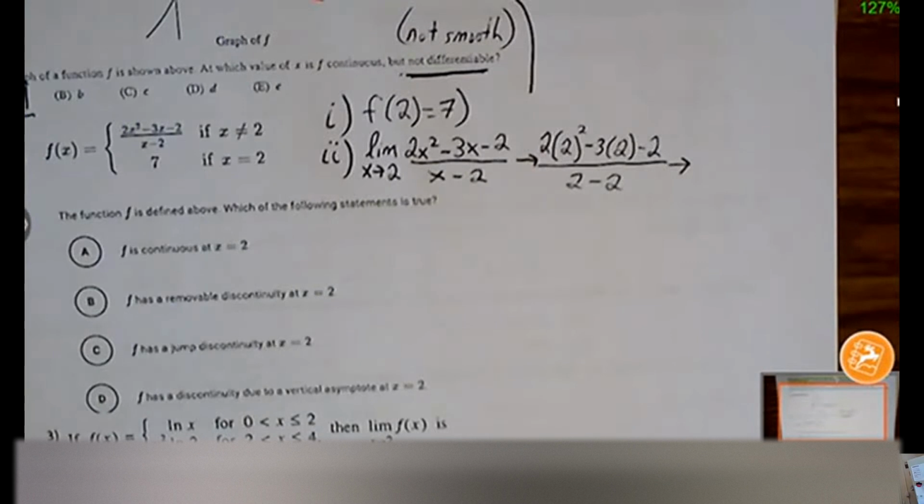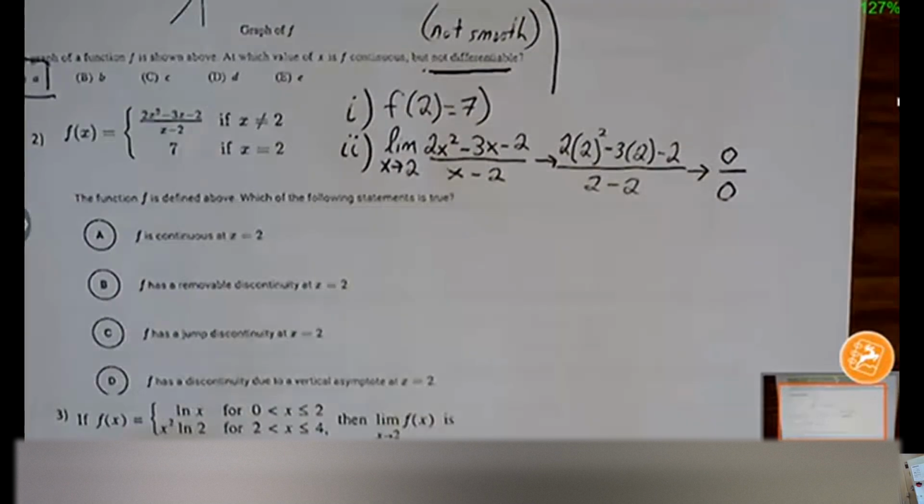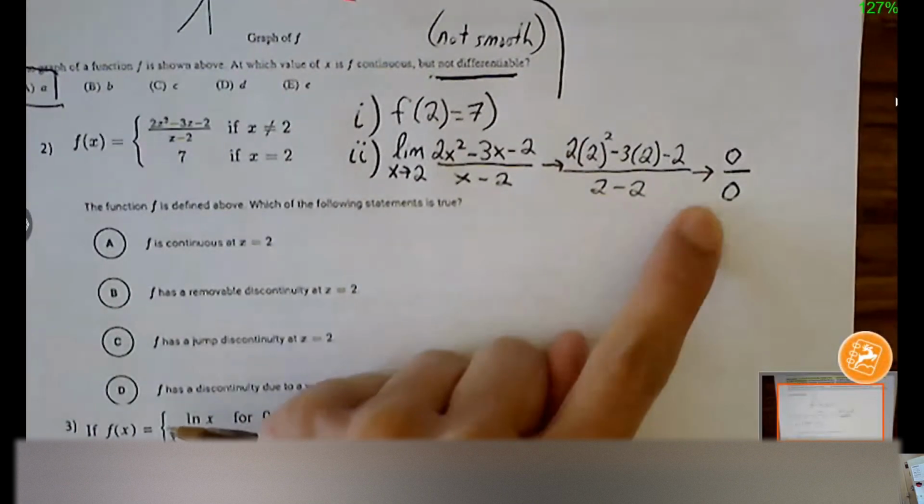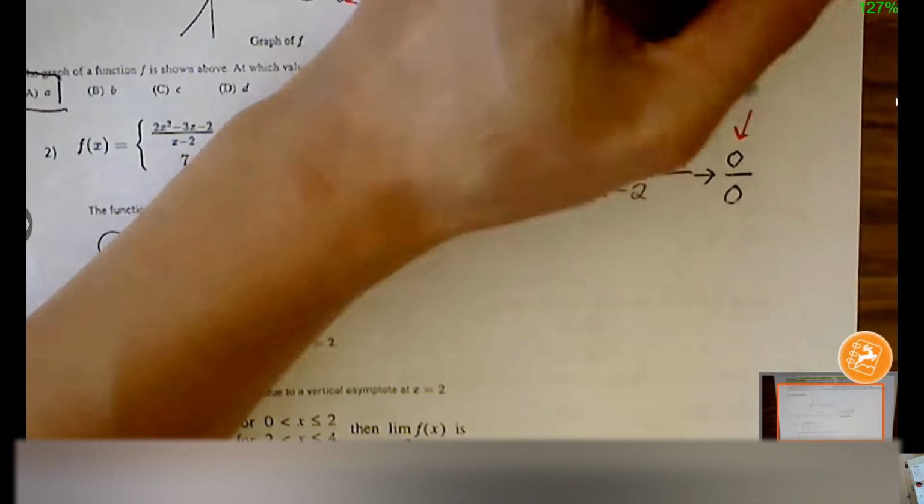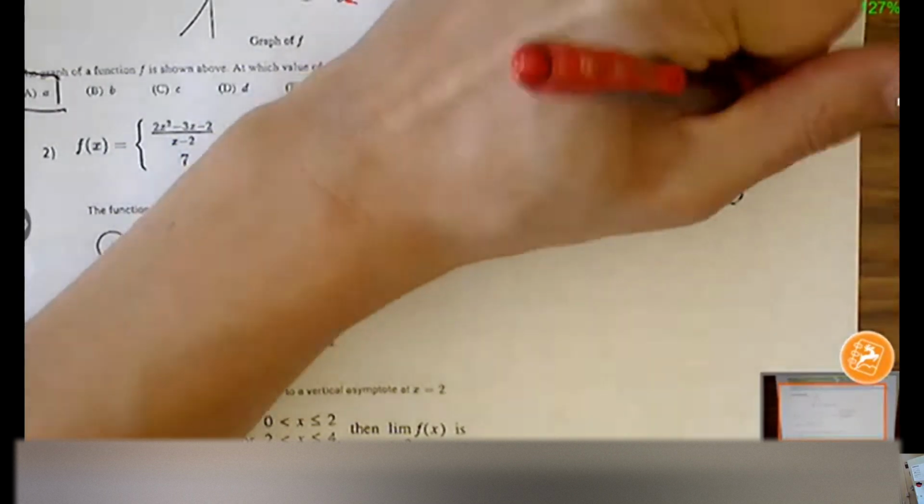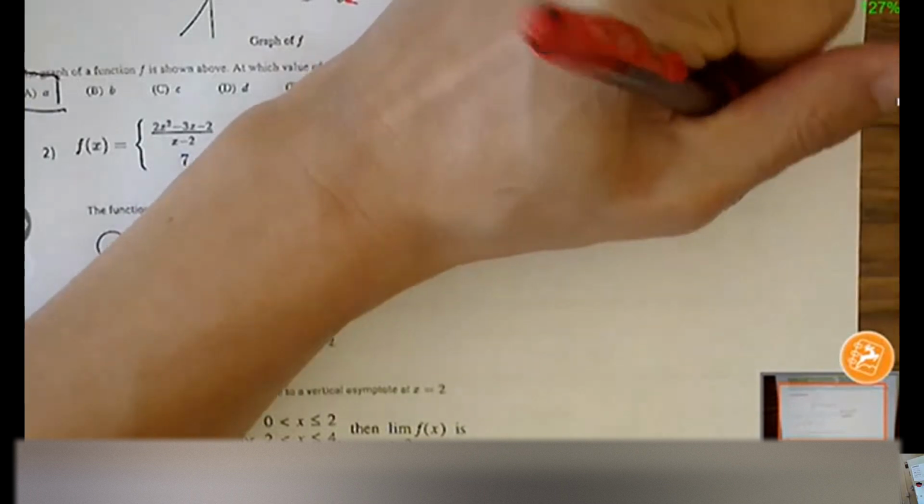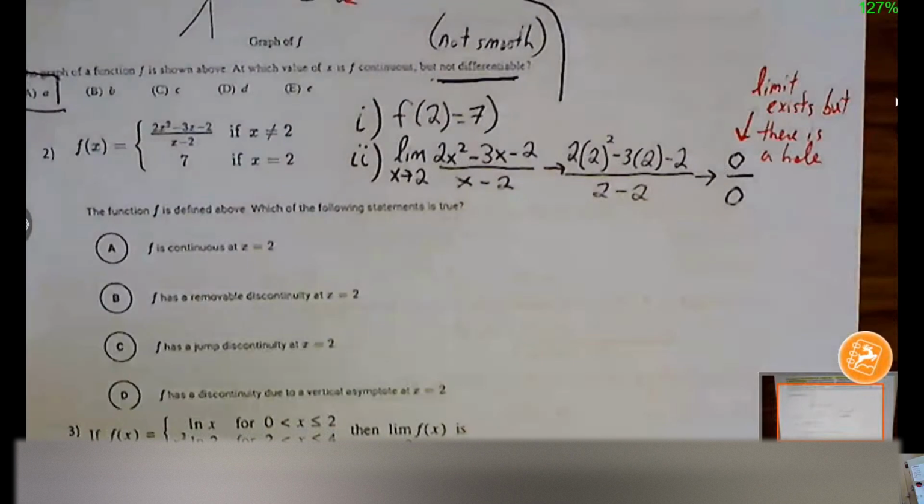And what do we get? Yeah, we get 0 over 0. So 0 over 0 is very specific. It tells us something very important about our problem. The limit does exist, but there's a hole in the graph that's preventing us from getting a good read as to what that limit is. But we do know the limit exists. We should do a little bit more work to get to it. Limit exists, but there's a hole.